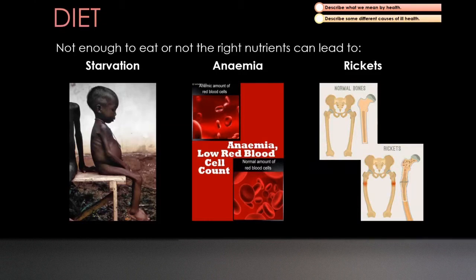Yes, Faber's got another one in there as well. Scurvy. Faber, I wonder if you know what causes scurvy. Scurvy is to do with not having the right nutrients, but which nutrient is it that causes scurvy?